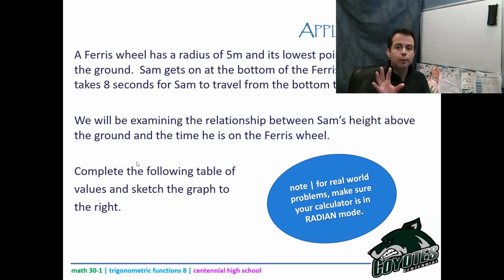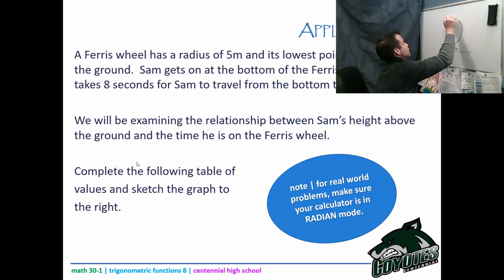Before we go any further than that, let's just draw a picture of what we're talking about. So here's the ground, and here's the bottom of the Ferris wheel. We know that the bottom of the Ferris wheel is 0.5 meters from the ground. Can't have a Ferris wheel on the ground or it would scratch the ground up or scratch the Ferris wheel. Now, it says it takes Sam 8 seconds to go from the bottom to the top.